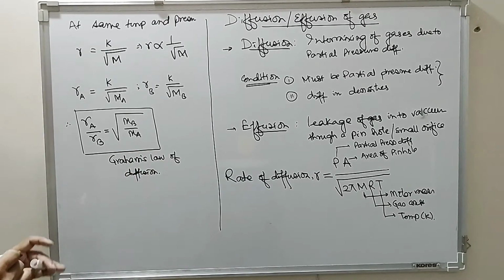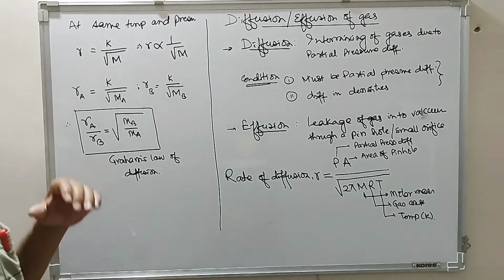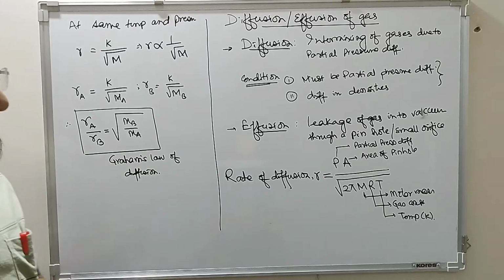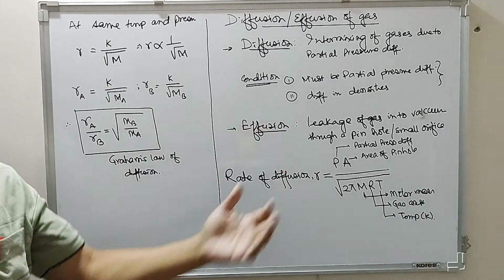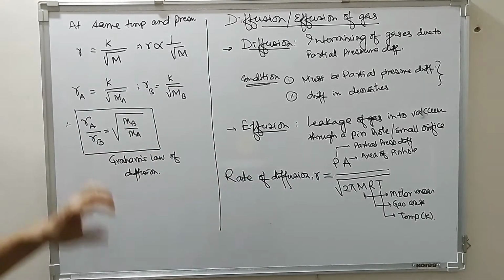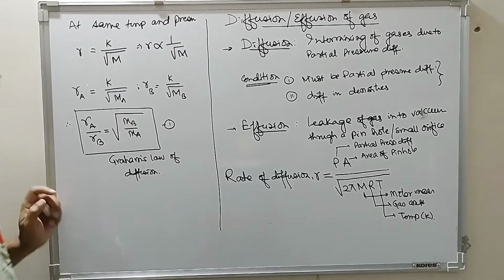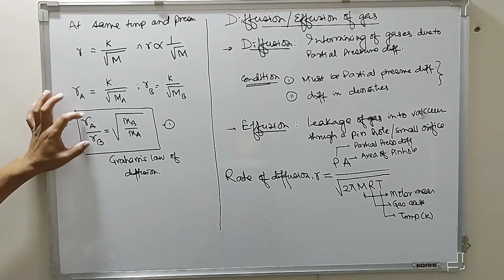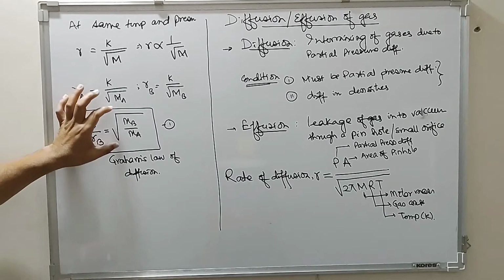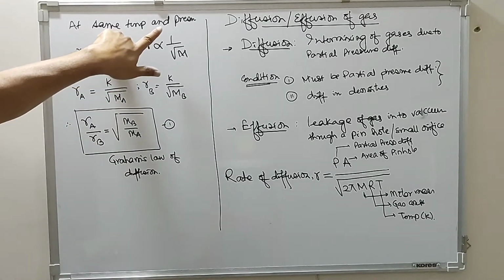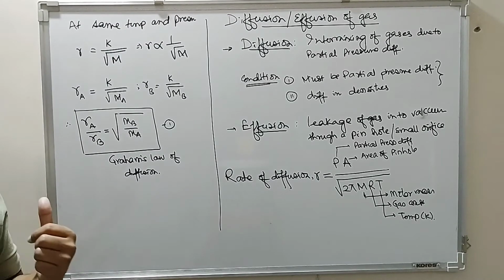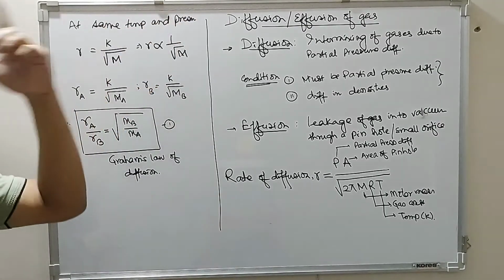According to Graham's law of diffusion, for two different gases at the same temperature and pressure, the ratio of rates of diffusion is inversely related to the square root of the ratio of their molecular masses. That is equation 1. So the ratio of rates of diffusion of two different gases is inversely related to the ratio of their molecular masses, provided temperature and pressure of the two gases remain constant. So this is for the same temperature and pressure condition.